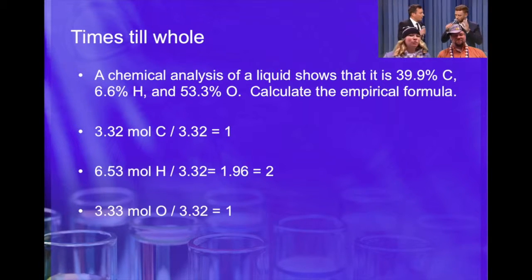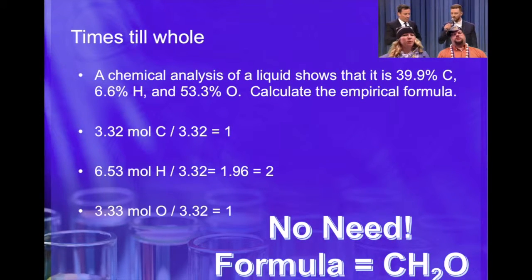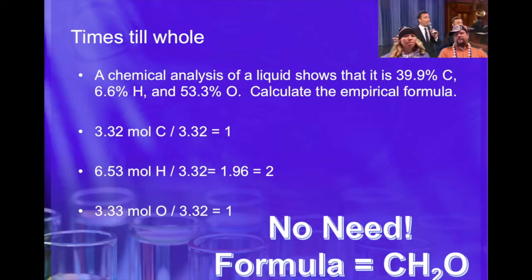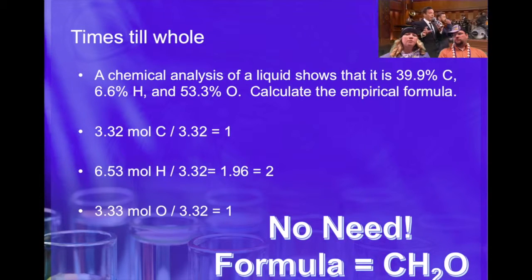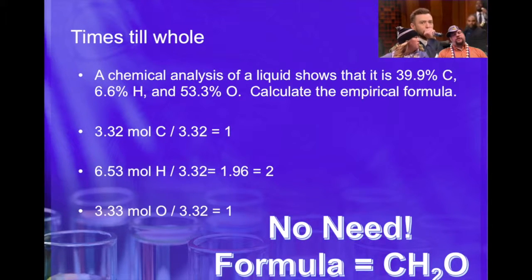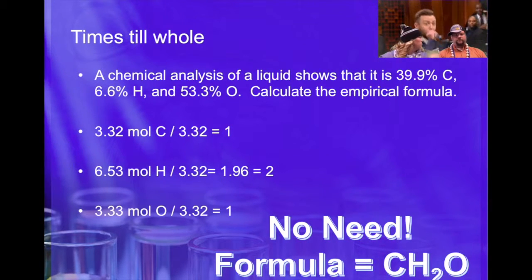So times to whole we don't have to do because they're already whole numbers. So our formula in this case would be 1 C, 2 H's, and an O. That would be our empirical formula. How would I times to whole? Well, for example, if one of our problems said 1.5, we would times it by 2 to get it to 3. I would just scale everything up to get a whole number. And that's going to be this next one.